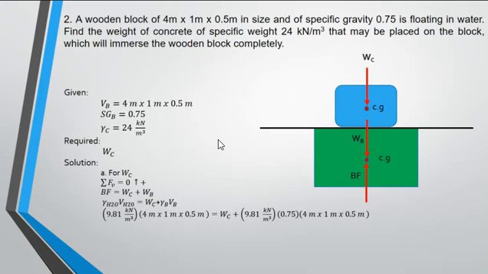So let's substitute all the given. The specific weight of water is 9.81 kilonewtons per cubic meter. The volume of the displaced fluid is just equal to the volume of the block, which is 4 by 1 by 0.5. Then it is equal to the weight of the concrete plus the weight of the block. To determine the specific weight of the block, we just have to get the product of its specific gravity and the specific weight of water, which is 9.81 times 0.75, multiplied by the volume of the block, obviously 4 meters by 1 meter by 0.5 meter. Then we solve for the weight of the concrete, which is 4.91 kilonewtons.